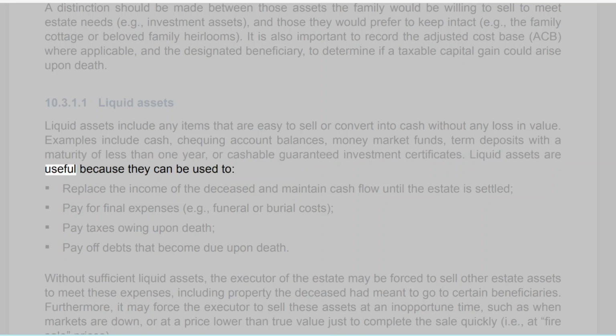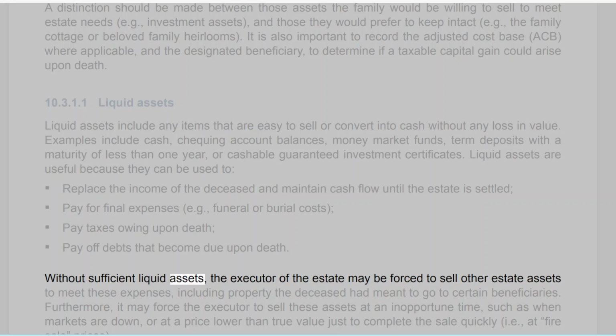Liquid assets are useful because they can be used to: replace the income of the deceased and maintain cash flow until the estate is settled, pay for final expenses, for example, funeral or burial costs, pay taxes owing upon death, pay off debts that become due upon death.